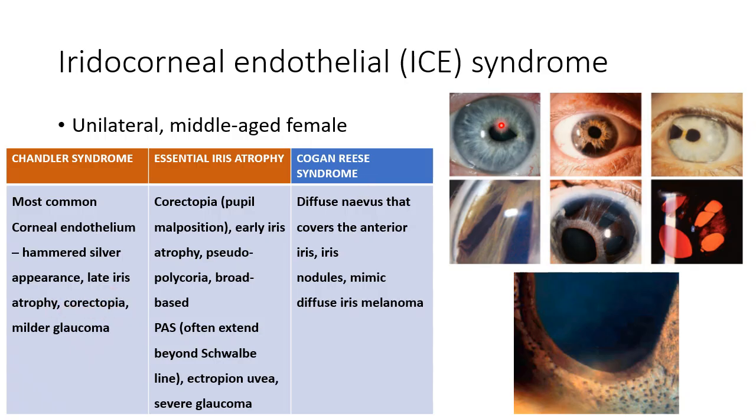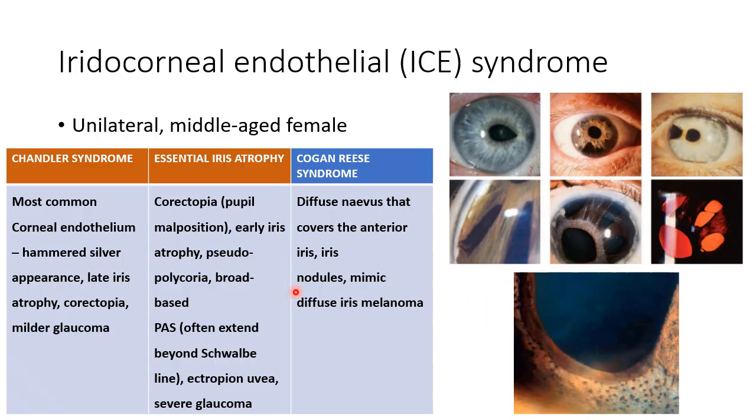Corectopia, this is corectopia. Okay, corectopia means an eccentric pupil. And milder variety of glaucoma, this is the more common and the milder variety of glaucoma. Okay, Chandler syndrome. The next one is essential iris atrophy. So corectopia, early iris atrophy, pseudopolycoria, broad-based PAS. This is polycoria. Polycoria means multiple pupil. So because of the iris atrophy, the term pseudopolycoria is given. Pseudo multiple pupil.